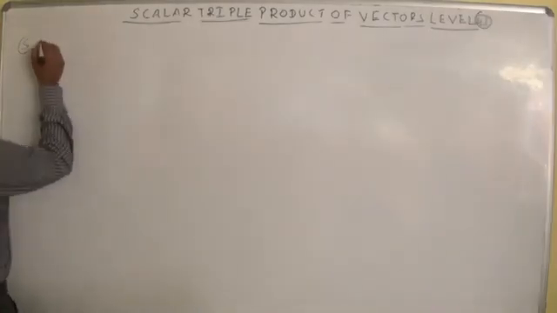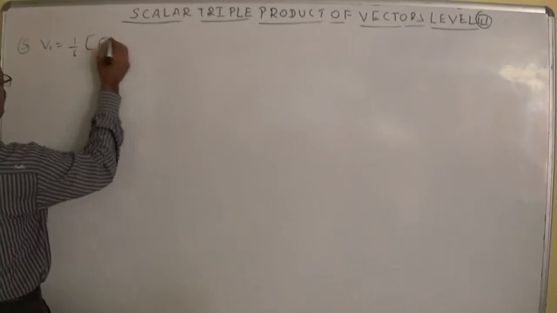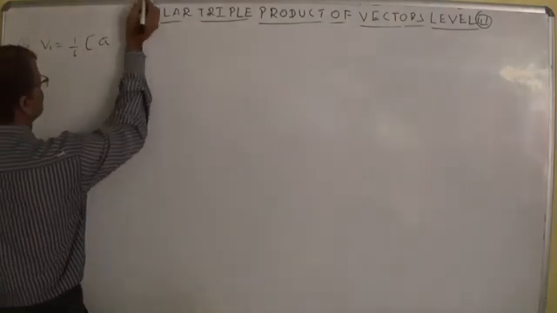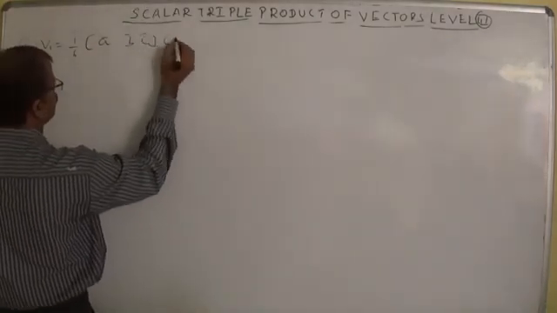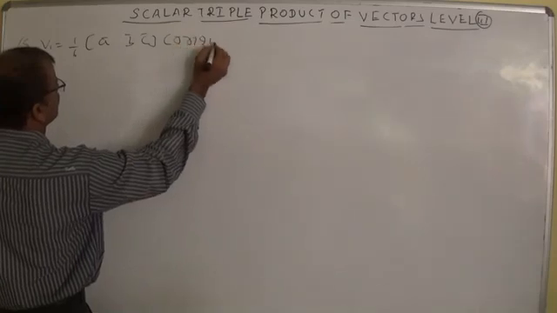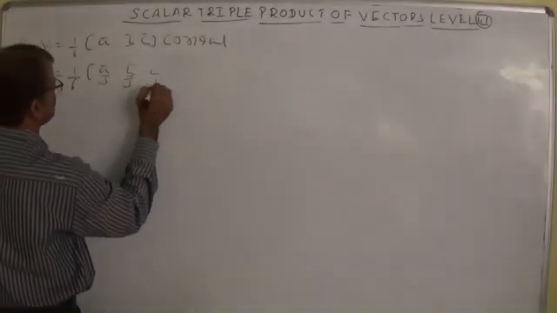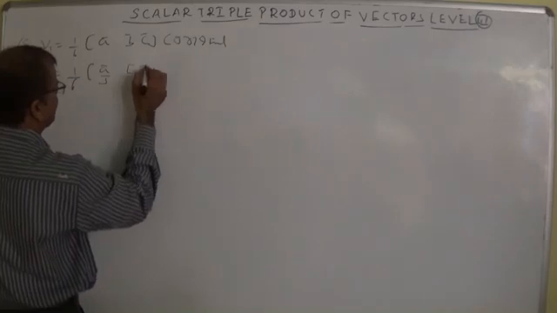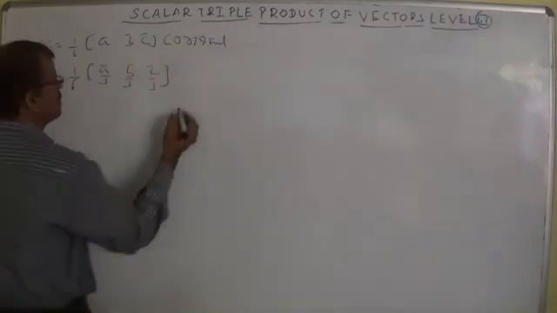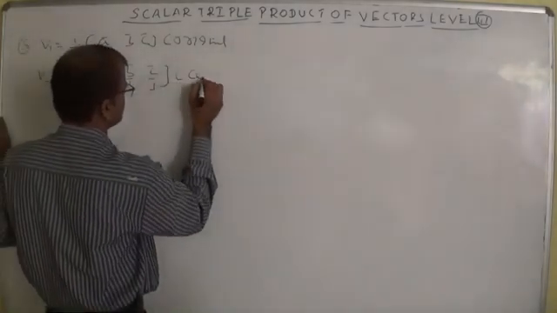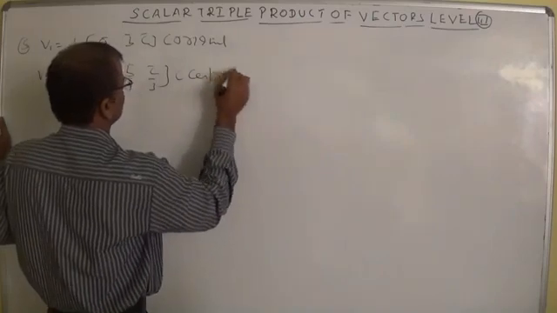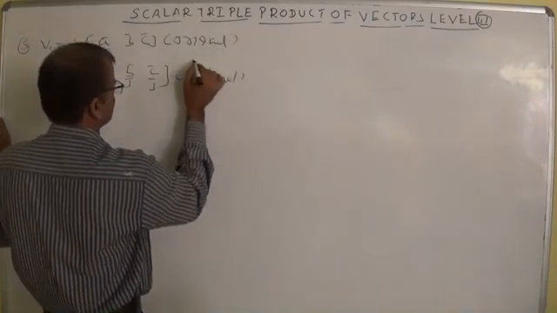Okay, let us write V1 is equal to, simply, 1 by 6 box ABC, the original. V2 is equal to 1 by 6 into A by 3, B by 3, C by 3. This is with the centroid.